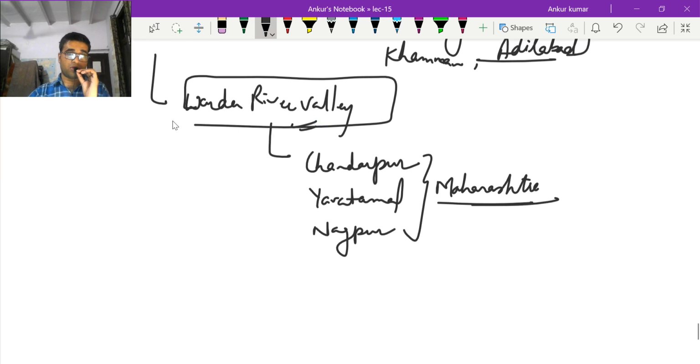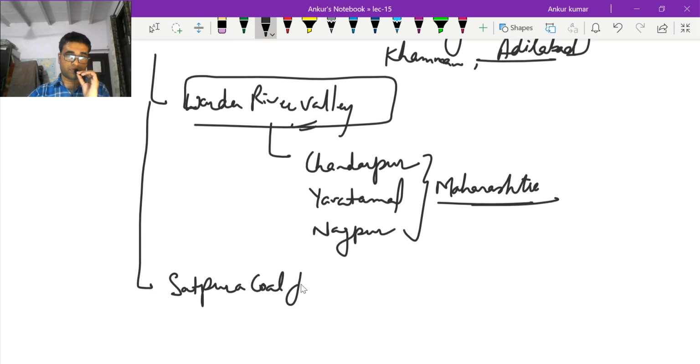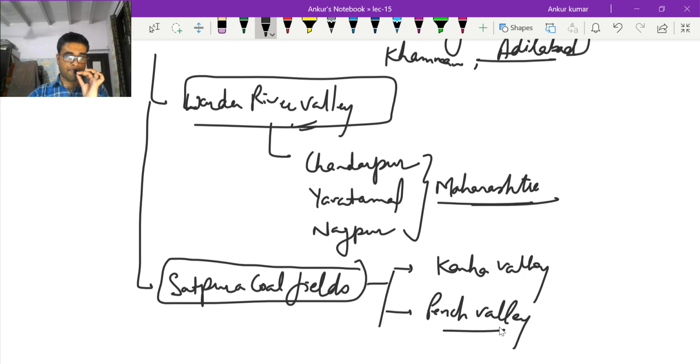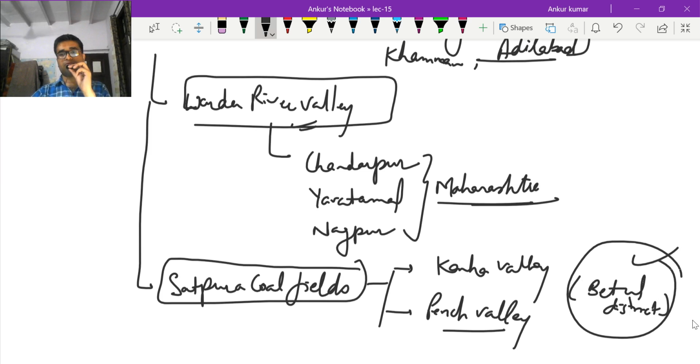Moving on to the next, that is the Satpura coalfields. In Satpura, the areas that you can remember here, number one is the Kanha Valley, and number two is the Pench Valley. Okay, so these are the two main areas. And if you ask the district, the main district is Betul district. Okay, so this is the Satpura coalfields that we can remember here.